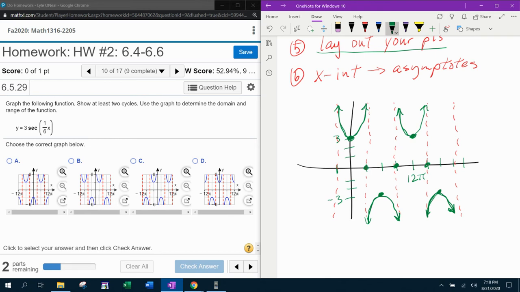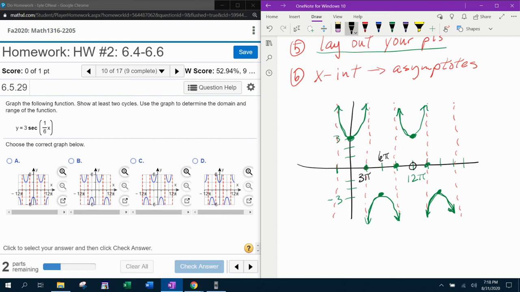Now we need to figure out where those asymptotes are. So if this is 12 pi, and that's at 1, 2, 3, 4 marks over from the origin, then half of that would be 6 pi, half of that would be 3 pi. So this first asymptote is at 3 pi.